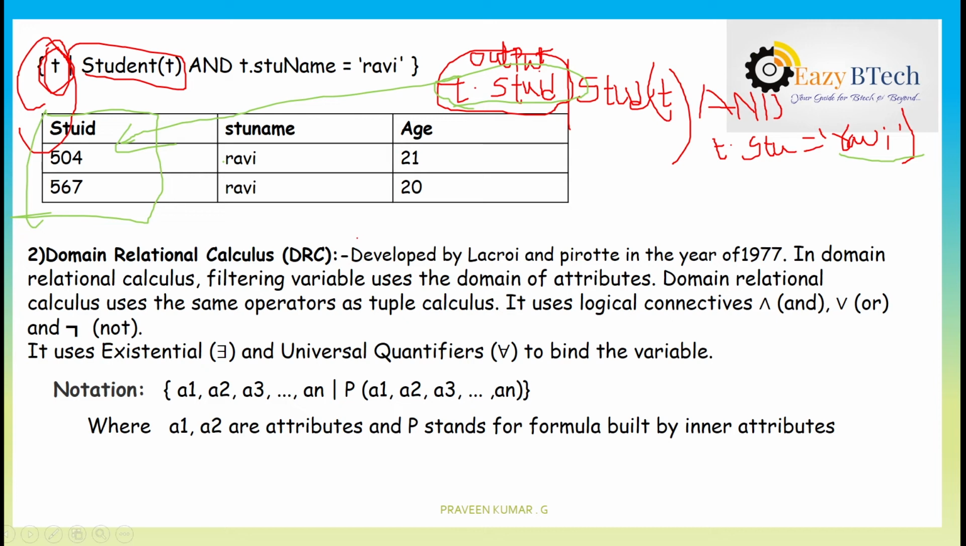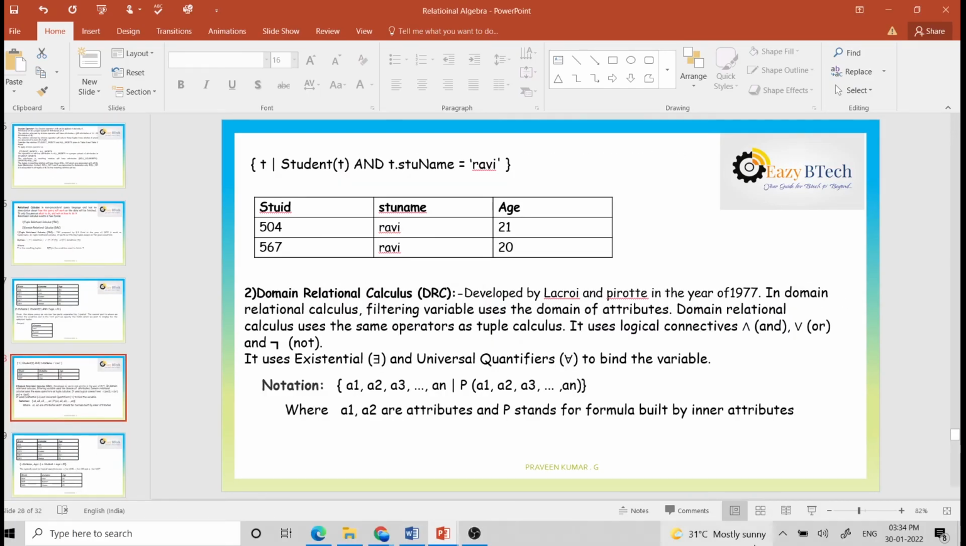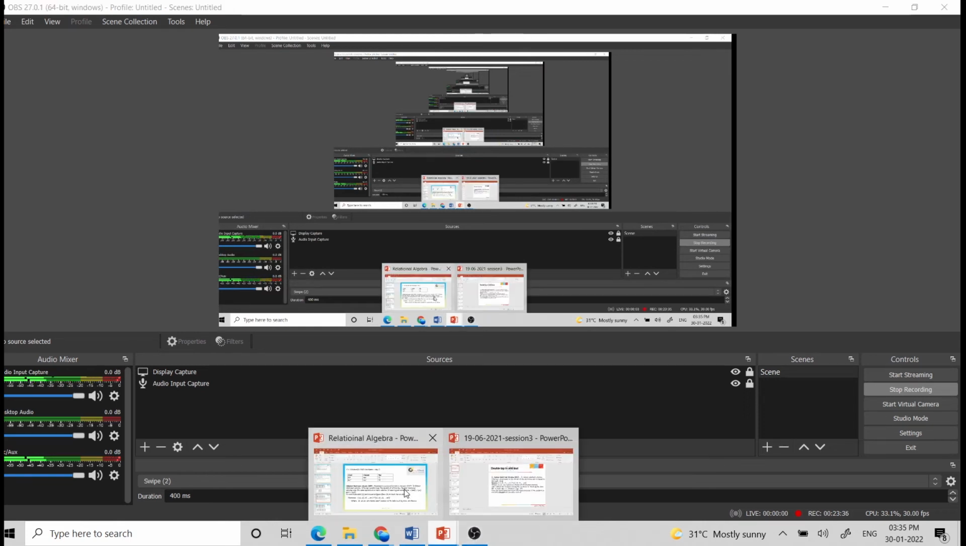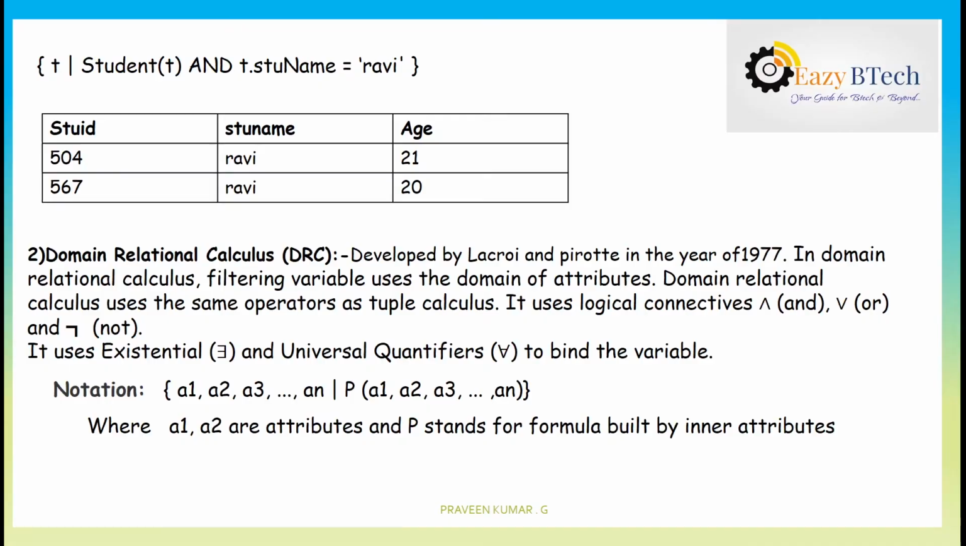Next one is domain relational calculus. What is domain relational calculus? The domain relational calculus was developed by Lacroix and Pirotte in the year 1977. The domain relational calculus filters the variables using the domain of the variables.